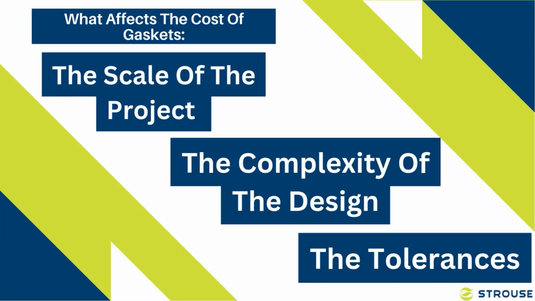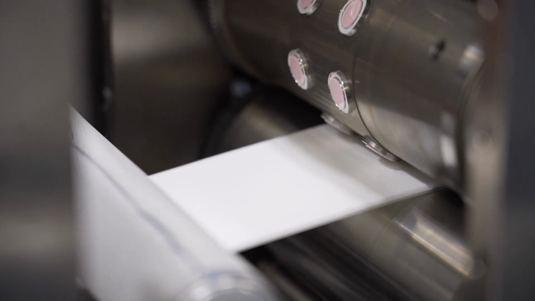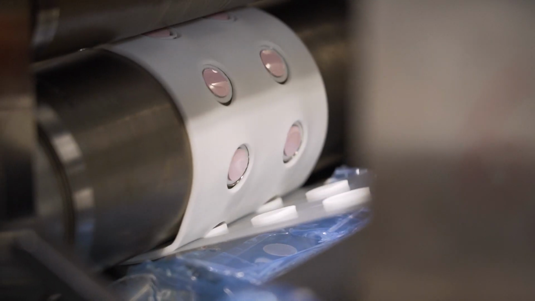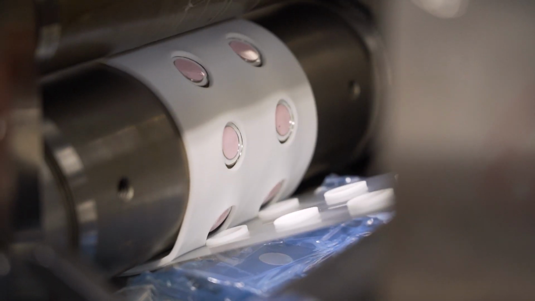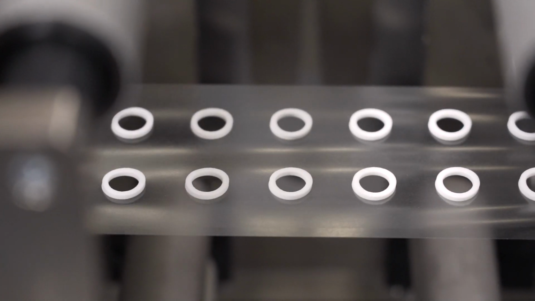The cost of custom gasket cutting varies widely. It can range anywhere from $500 to as much as $80,000, depending on the scale of the project, the complexity of the design, and the tolerances specified. Additionally, the cost is heavily influenced by the type of die cutting needed, such as rotary die cutting, which may require more expensive tools for intricate designs, but will result in a lower price per part.